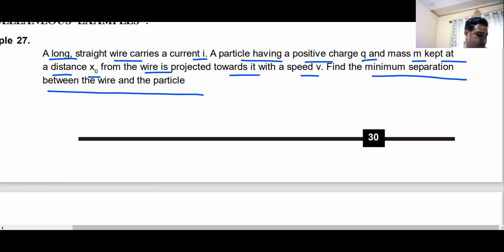Done this question. Force on the wire. Force on the wire is remaining. Have you done this question before? No, sir. Okay. How will you do it? Any idea?